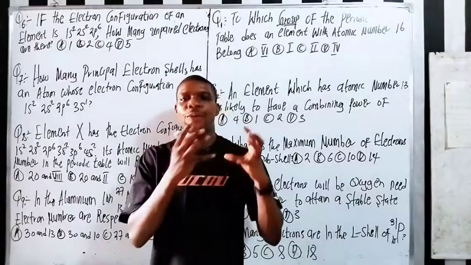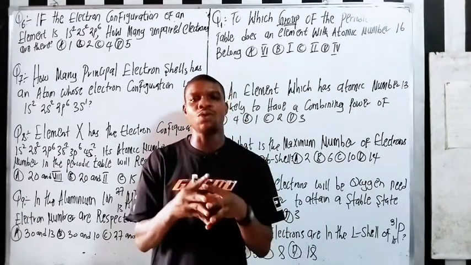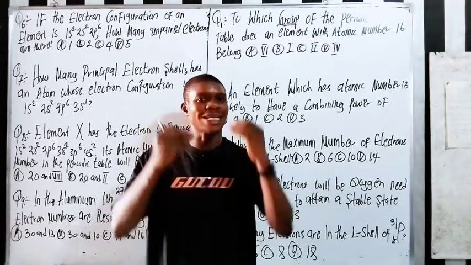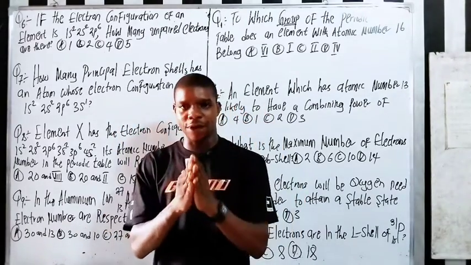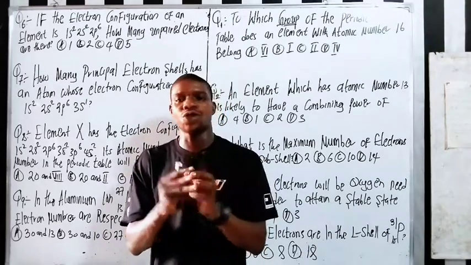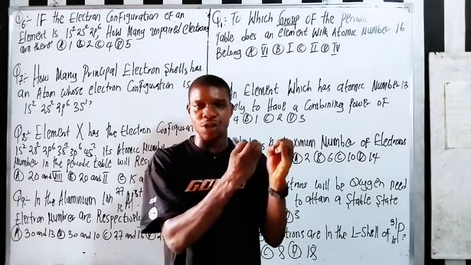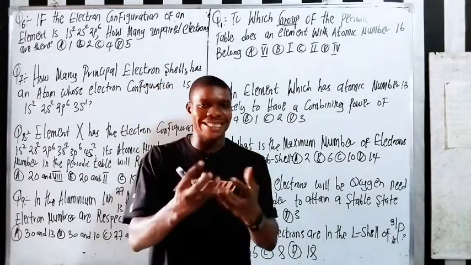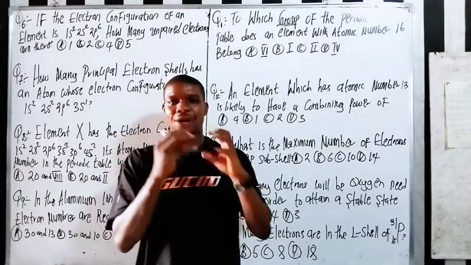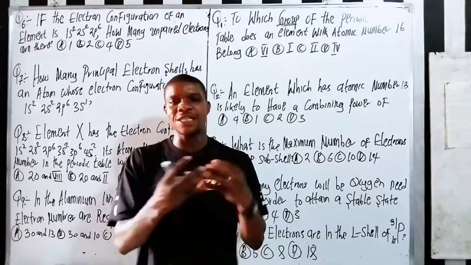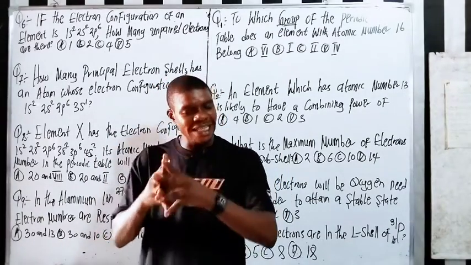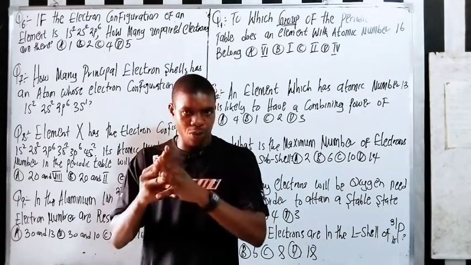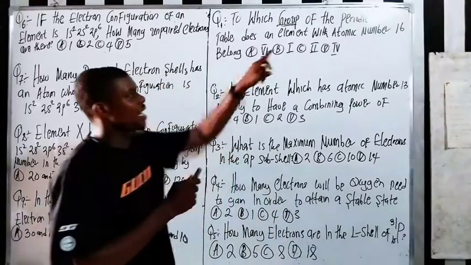Now, with the electronic configuration, you can actually predict the period, the block, and the group of elements in the periodic table without having the periodic table. The only thing you need is to know how to write the electronic configuration. I've done a complete video on writing electronic configuration, and also on using that electronic configuration to predict the group, the period, and the block of elements in the periodic table. That video will be linked in the description below, so you can check it out. But now let's do this one here.